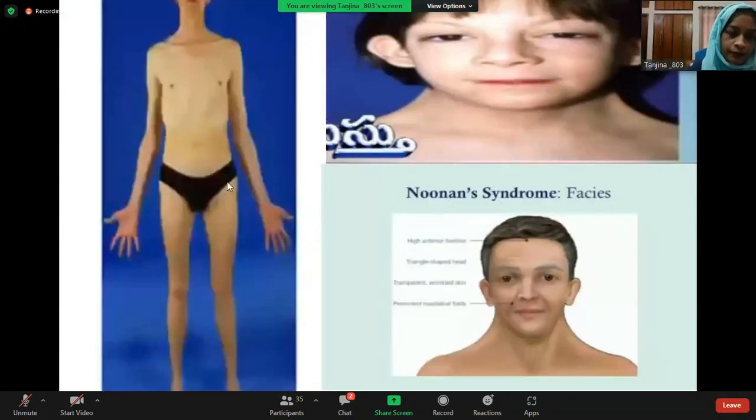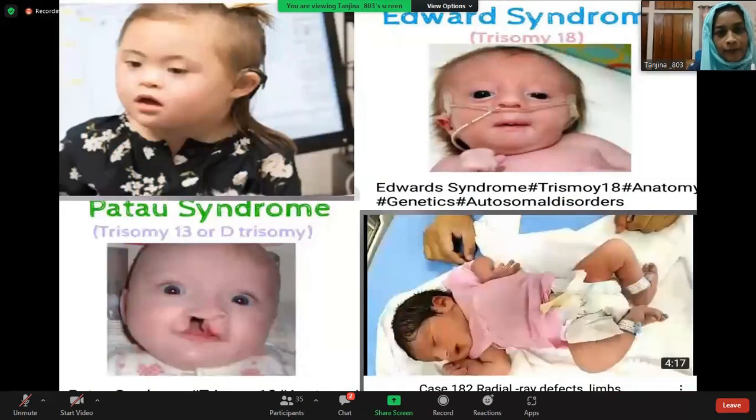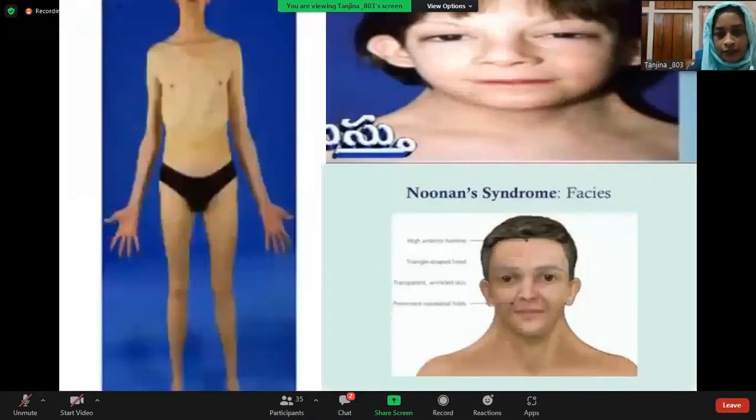This is the feature of Marfan syndrome, commonly associated with mitral valve prolapse and mitral valve diseases, and this is the Turner syndrome feature. Turner syndrome is commonly associated with coarctation of aorta, and this is the feature of Noonan syndrome.